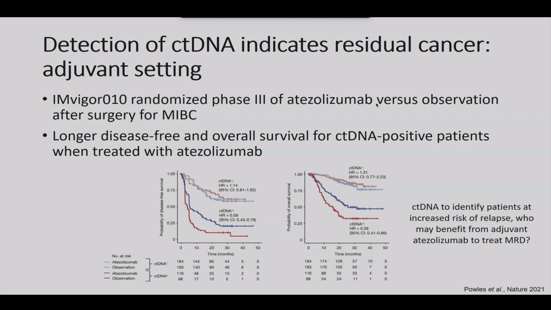Do they show reversal of the ctDNA positivity? Does it become ctDNA negative after the treatment? Yeah, so you're right. After a couple of cycles, there are some patients that show clearance, and those have particularly prolonged disease control, yeah.